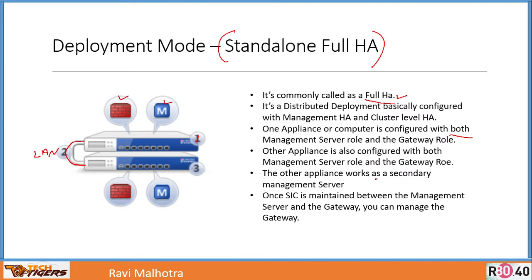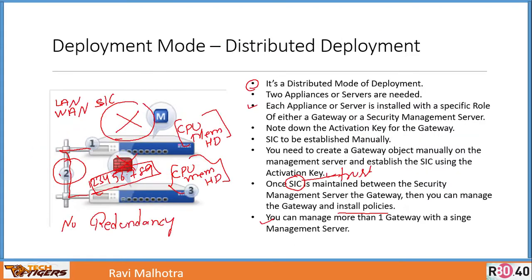The other appliance works as a secondary management server. Once SIC is established between the management server and the gateway, you can manage the gateway, right? So that's all about this particular deployment model. Just watch my next videos. There is a clear live lab where I'm going to tell you how you can demonstrate full HA. So guys, till now, let me just do a recap.